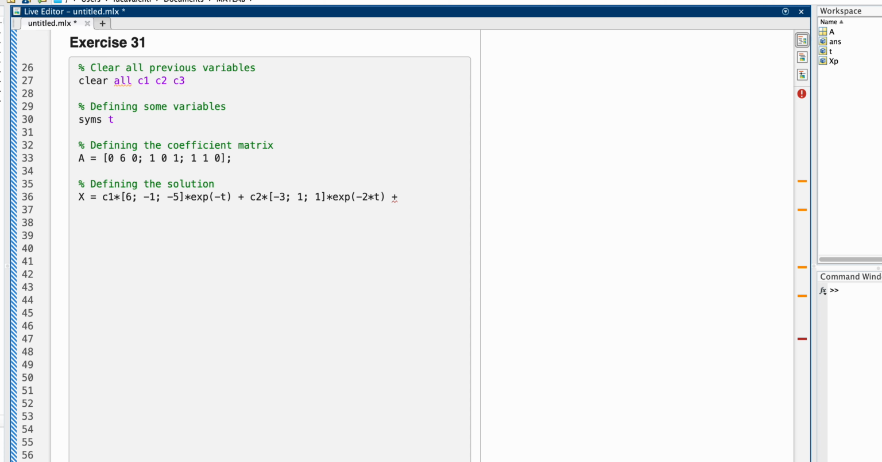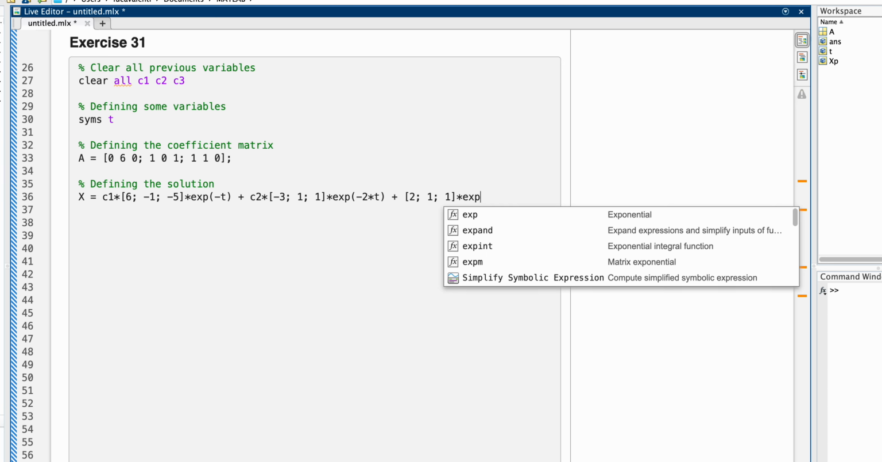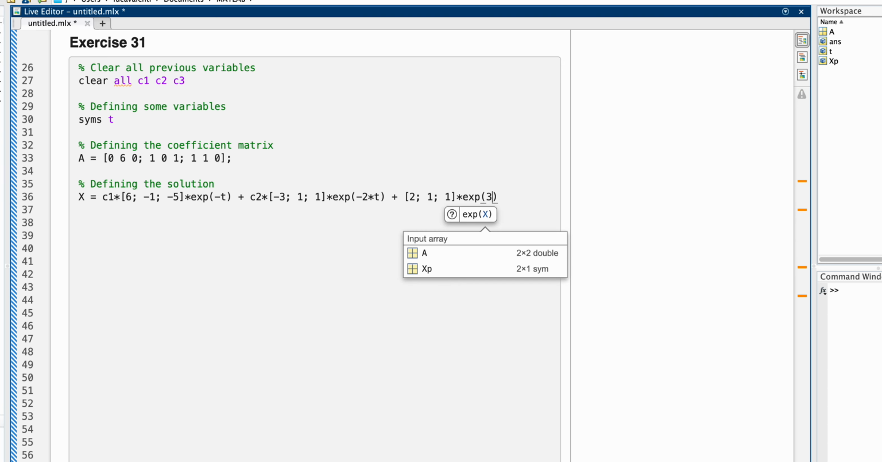And then we have one more. So we have another vector here. Let me make this a little bit larger, like this. And we have 2 in the first row, 1 in the second row, 1 in the third row, and this is all multiplied by e to the 3 times t. And I don't want it to output. So let's just double check that this is correct.